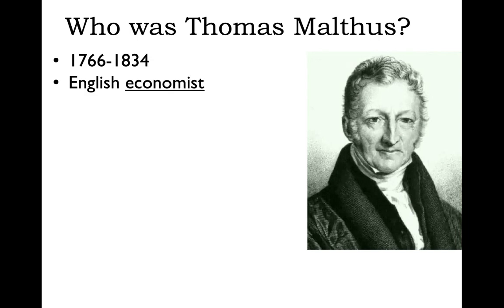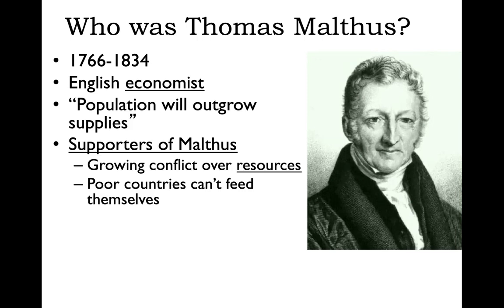Who is Thomas Malthus? Malthus was an English economist who lived between the years 1766 and 1834. And Malthus is famous for theorizing that our population will eventually outgrow our supplies. What he's saying is that our population is growing way too fast. And if our population continues to grow this rapidly, there's going to be conflict over resources. Poor countries can't feed themselves, and people are going to starve.